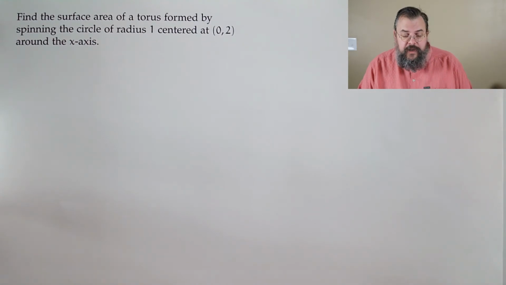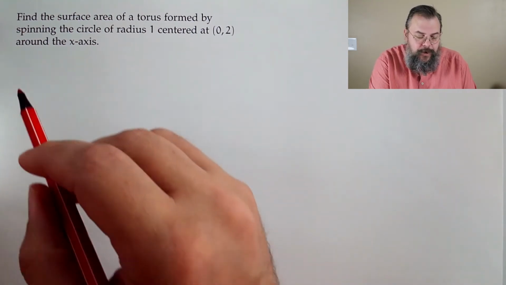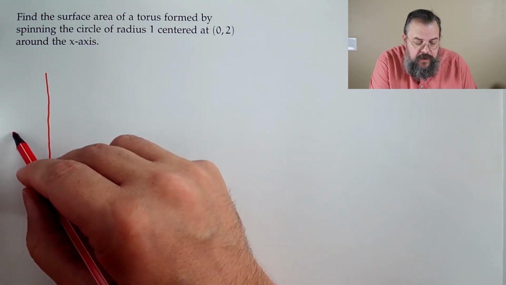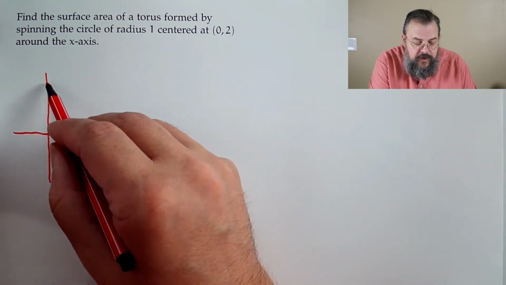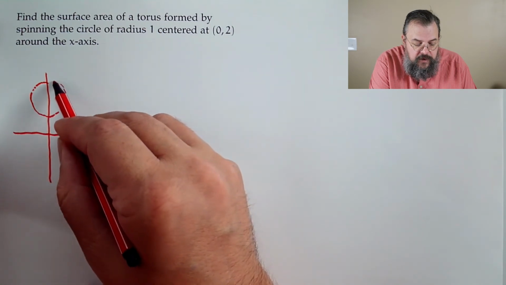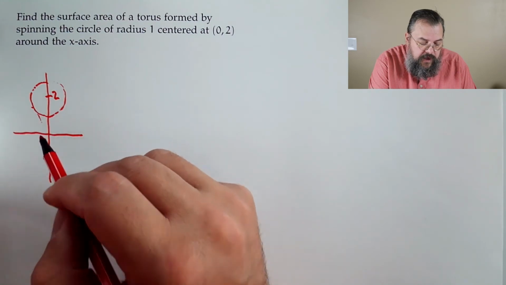So, find the surface area of a torus formed by spinning the circle of radius 1, centered at 0, 2, around the x-axis. A torus, by the way, is just another name for a donut. So what we're going to do, what's our basic picture? Well, we have a circle here, radius 1, centered at 0, 2.